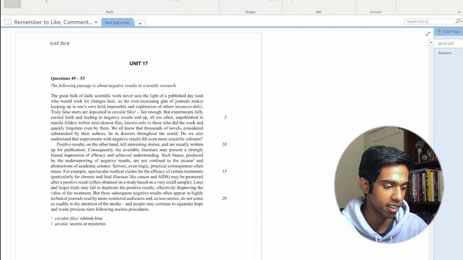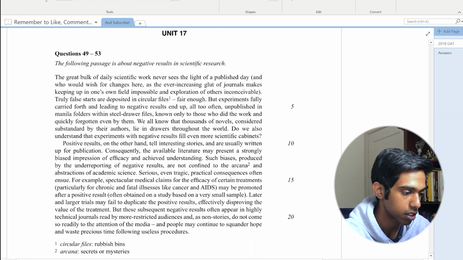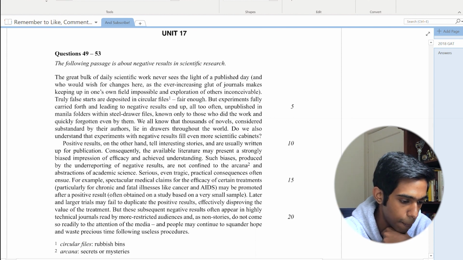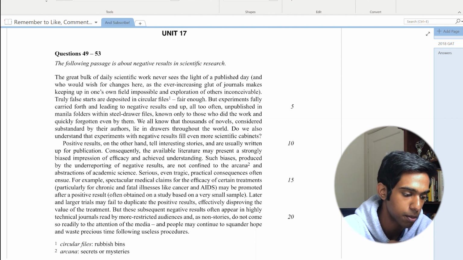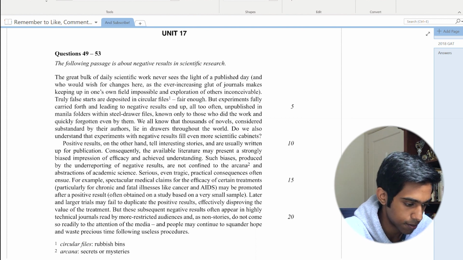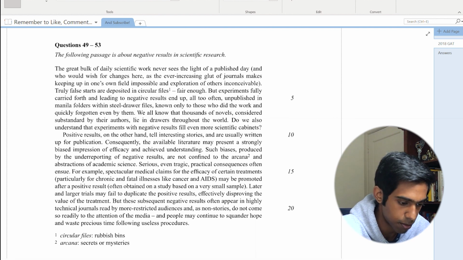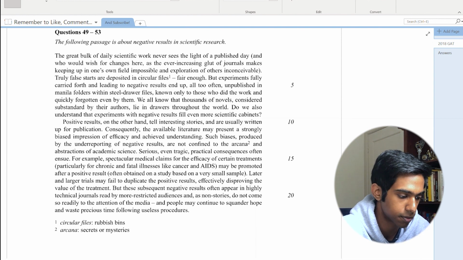Okay, next one, another fat passage. I will scan through this. The great bulk of daily scientific work never sees the light of published day, and the ever-increasing glut of journals makes keeping up in one's own field impossible. Truly false starts are deposited in circular files. Oh yeah, fair enough. But experiments fully carried forth and leading to negative results end up all too often unpublished in manila folders within steel drawer files. Forgotten by them as well.